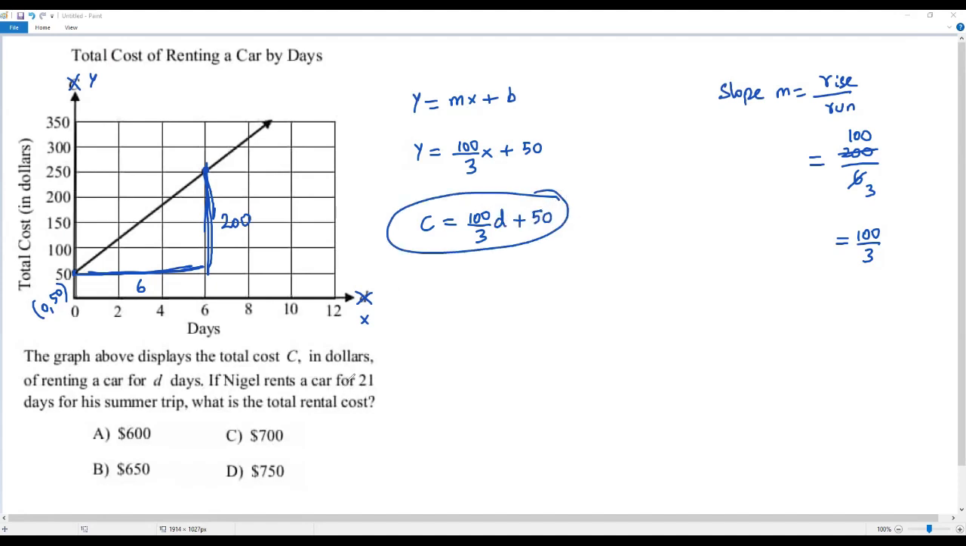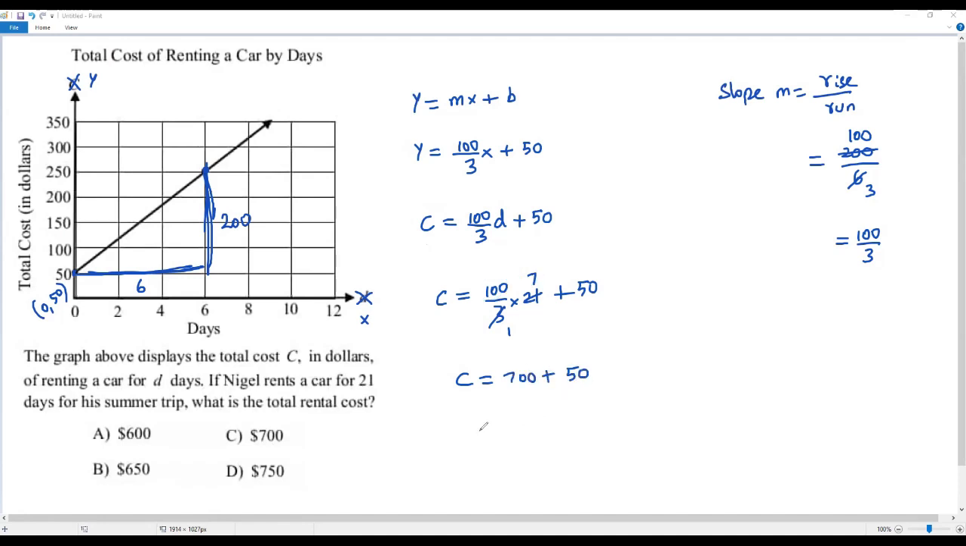Our aim is to get the total cost for renting a car for 21 days. So we have to plug in 21 for this d, which represents the number of days, and find the value of this c, which represents the total cost in dollars. Then we get c equals 100 over 3 times 21 plus 50. Here 3 goes into 3 1 times and 3 goes into 21 7 times. Then we get c equals 100 times 7 is 700 plus 50. C equals 700 plus 50 is 750. So the total cost for renting a car for 21 days is $750. We find this 750 in answer choice D. The correct answer choice for this question is D.